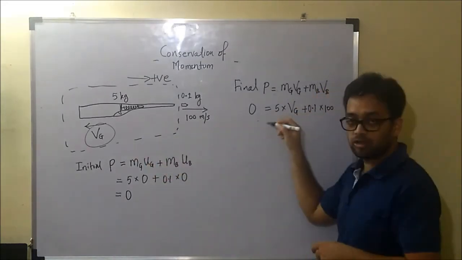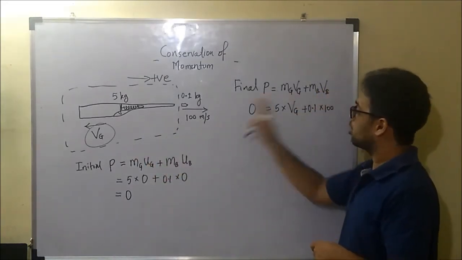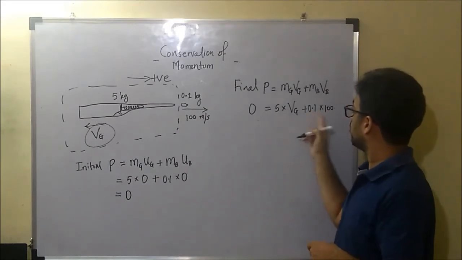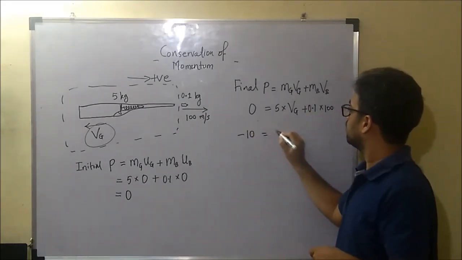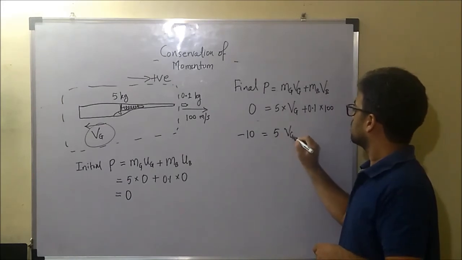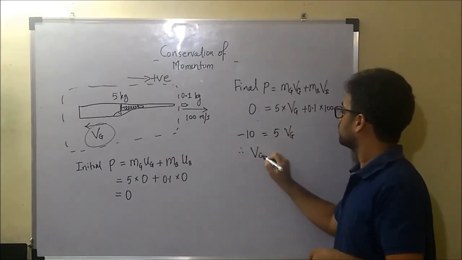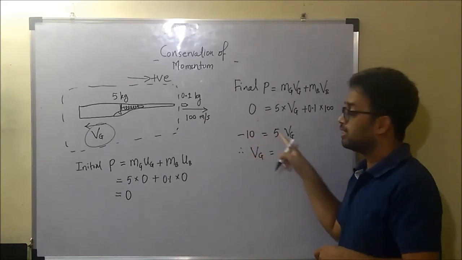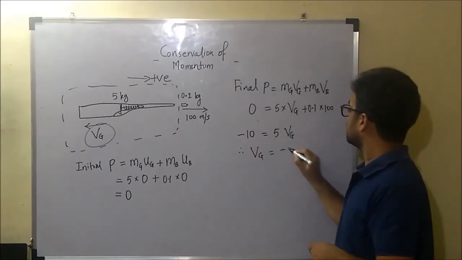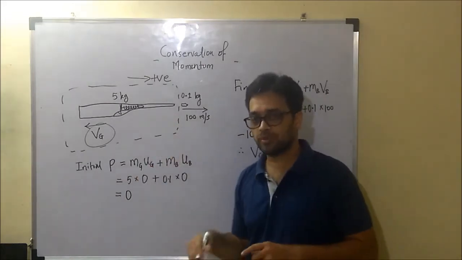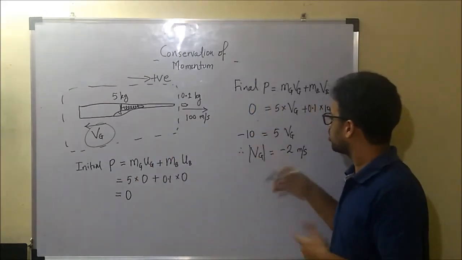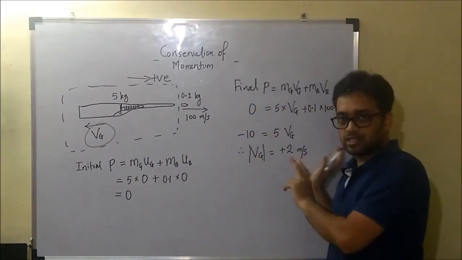Now I'll solve this equation. So this term will go on the other side. What will it give me? 0.1 times 100. That will be 10. So minus 10 equals 5 times Vg, and therefore velocity of the gun is minus 10 divided by 5, which is minus 2 meters per second. Why minus? Because it is leftward. So basically the magnitude of the velocity is just 2 meters per second.